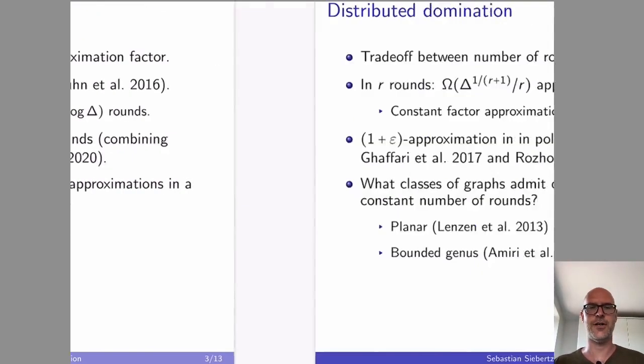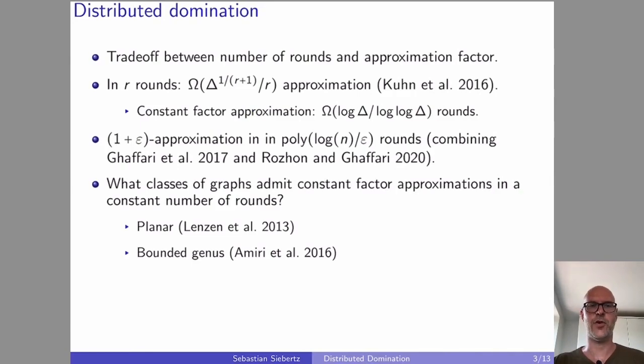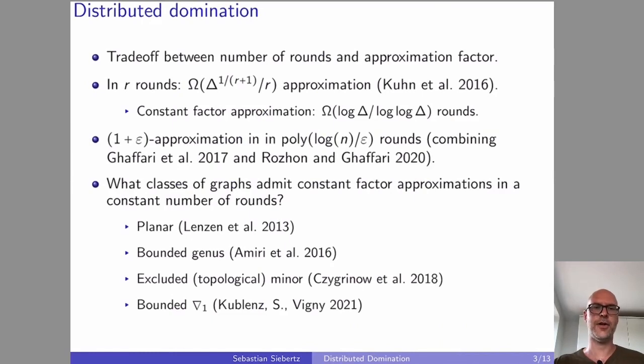These results were generalized more and more to bounded genus graphs, then very recently to classes with excluded topological minors by Czygrinow et al. And then in our work we show that it is sufficient that a measure called nabla 1 is bounded. This is the edge density of bounded depth, or depth 1, minors. I will explain in detail what this is in a second. We are building on the ideas of Czygrinow and on the ideas of Lenzen to achieve this result.